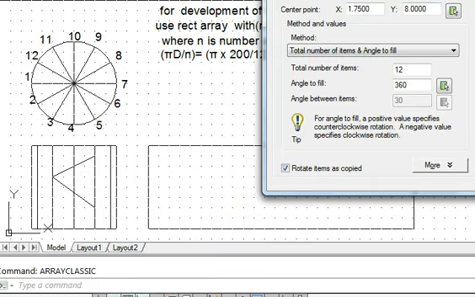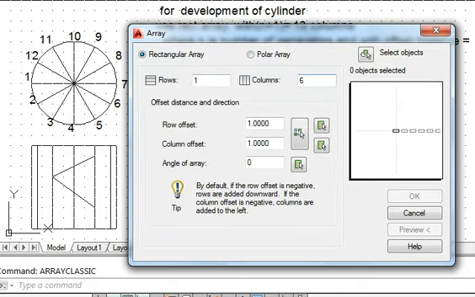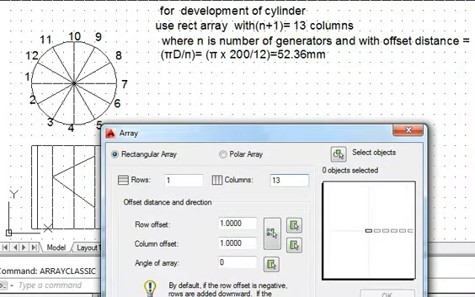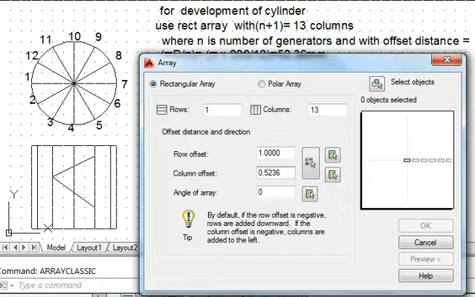I'll use the rectangular array. So the number of columns I need is 13, and it is a single row. So the column offset distance will be 52.36 millimeter, or 0.5236 AutoCAD units. So the column offset distance is 0.5236 AutoCAD units.